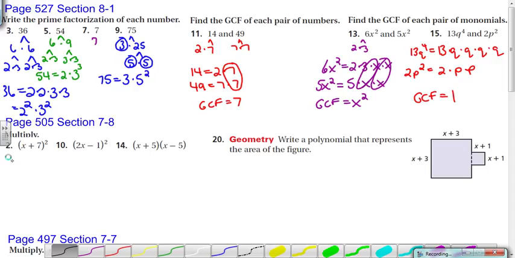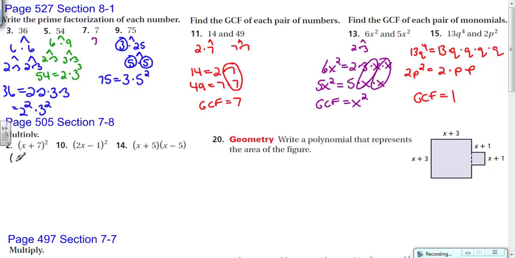Okay, for x plus 7 squared, I would write it out twice as x plus 7 times x plus 7. And then I would either do a box or double distributive. This time I'm going to choose to do double distributive. So I distribute the x over the second set of parentheses, and I distribute the 7 over the second set of parentheses. So x times x is x squared. X times 7 is 7x. 7 times x is 7x. And 7 times 7 is 49. So then I can add 7x and 7x together, get x squared plus 14x plus 49.